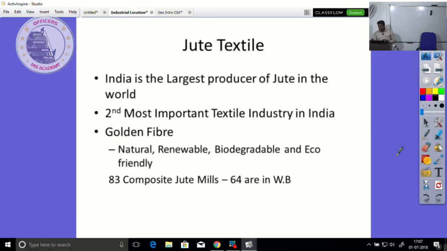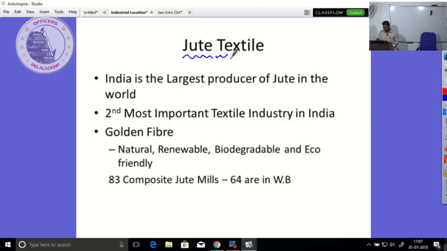Right, sir. Now, the locational aspect of cotton industries we have seen. Another agro-based industry, the second such industry, you call it the jute industry, sir. Now, some of the basic facts about jute and jute products.